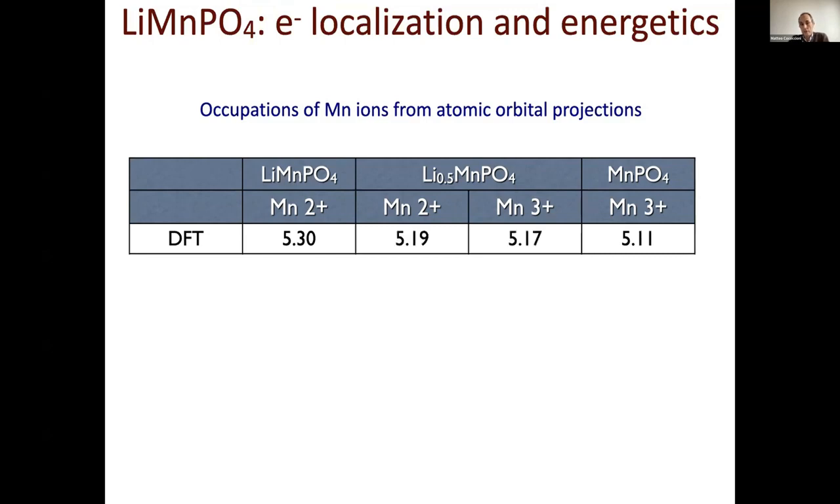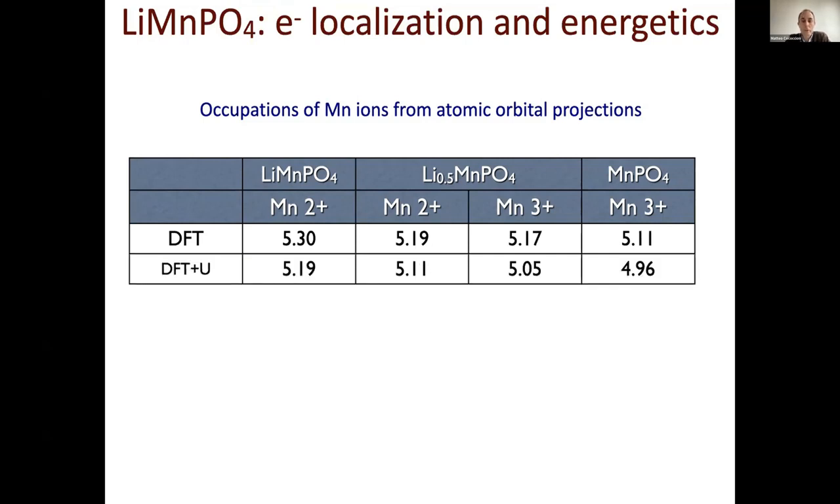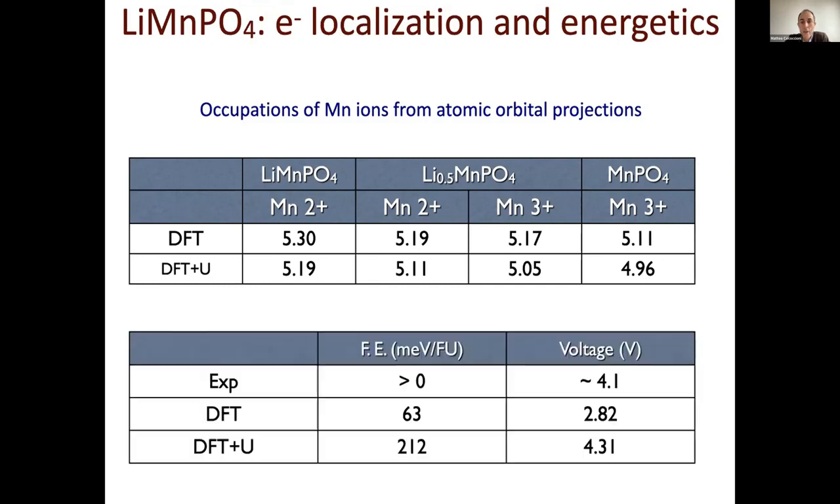If you do, of course, calculations with DFT, you don't expect much because we have learned this lesson before with the cobalt material. However, if you try with the standard +U correction, you still don't get very good results. And if you check the energetics, you see that although you have positive formation energy, the voltage is improved with respect to the plain DFT, but not too accurate compared to the experimental plateau. Okay, so what's going on?